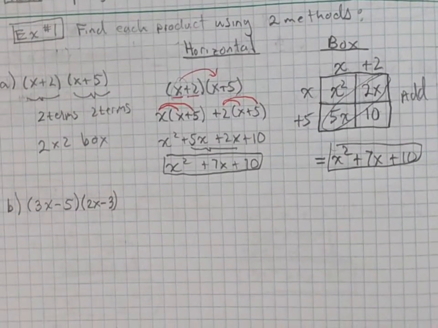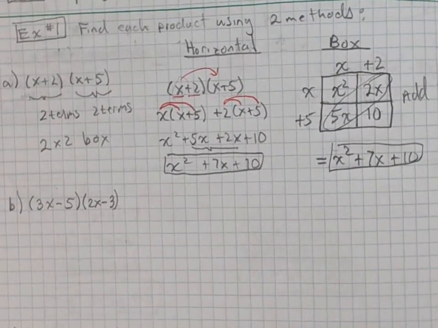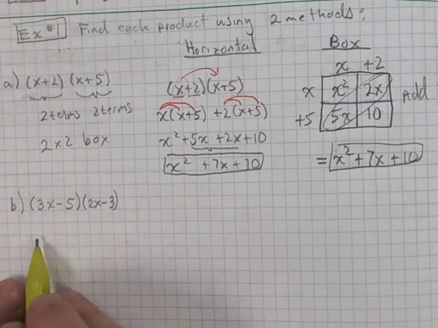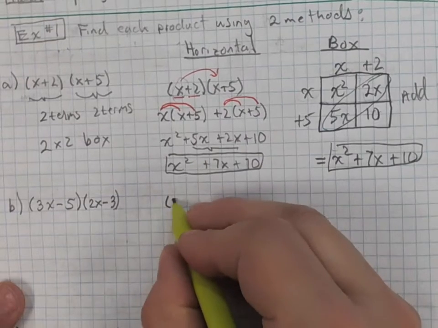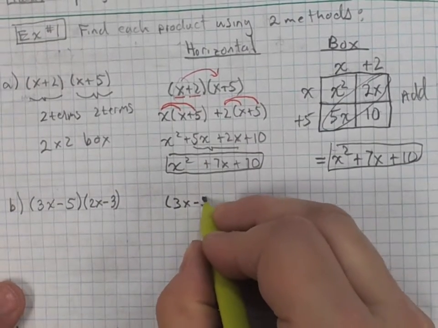And let's practice with each of these. When you do your assignment, you just pick one. All right, so let's look at the next example. I'm going to multiply these together. So first the horizontal method. Let me rewrite it.